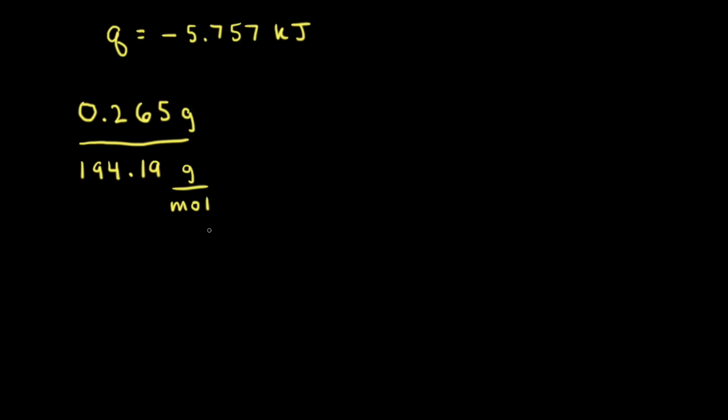Since our goal is to find the heat of combustion of caffeine in kilojoules per mole, next we need to take our grams of caffeine, which is 0.265 grams, and divide that by the molar mass of caffeine. And so grams will cancel out and give us moles of caffeine. So this calculation is equal to 1.36 times 10 to the negative third moles of caffeine.